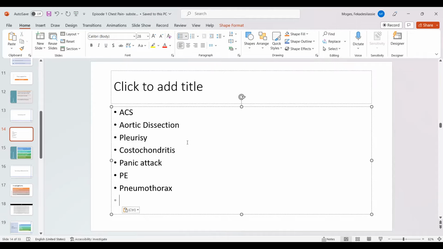Costochondritis. You want to keep it or you want to keep it out? Remove it, because the characteristic of the pain doesn't really go with costochondritis, right? You may want to keep it until you do a physical exam, but just kick it out. It's less likely. I wouldn't really be bothered about costochondritis because it wouldn't radiate to the jaw or to the left arm or things like that. This is not characteristic of costochondritis. I'll kick it out. Panic attack?